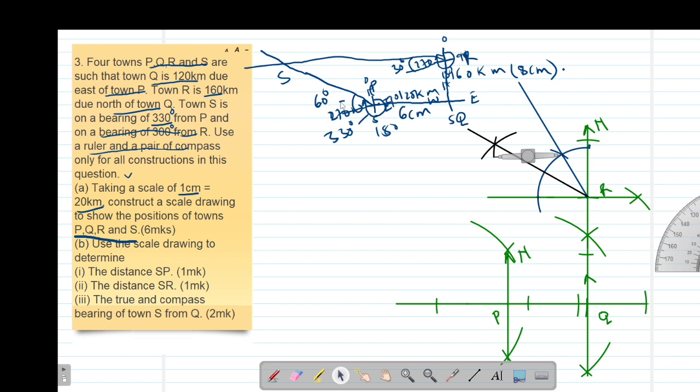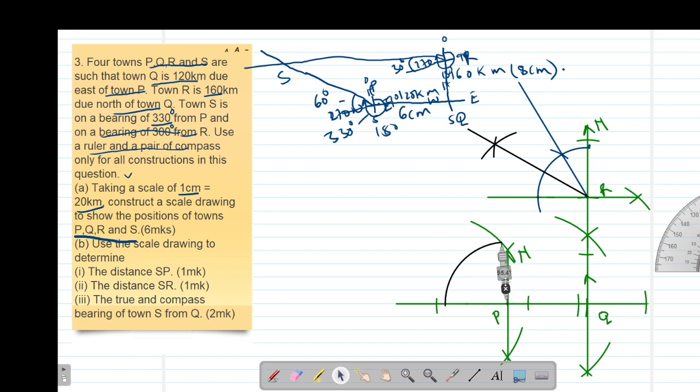Then on this lower side, we need 60 degrees from this particular point here. Therefore, to construct 60 degrees, I'm going to use the same procedure. So I'll take my pair of compass through that point. Then of course I'll make an arc on the upper and the lower side this way.